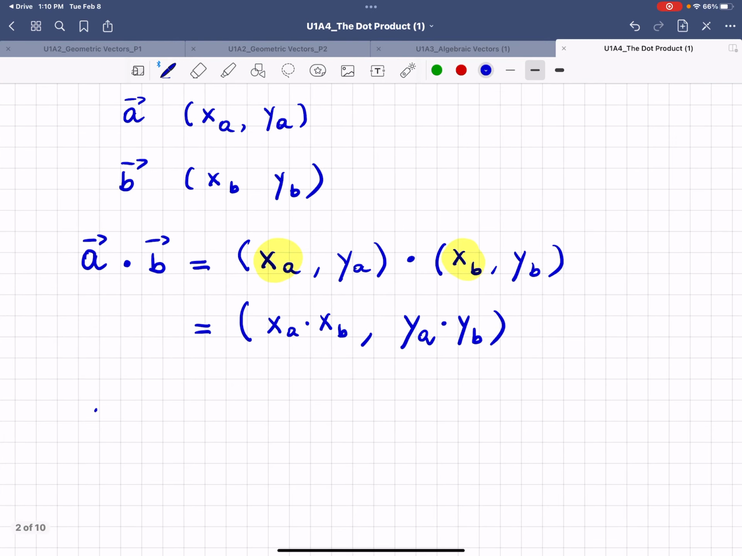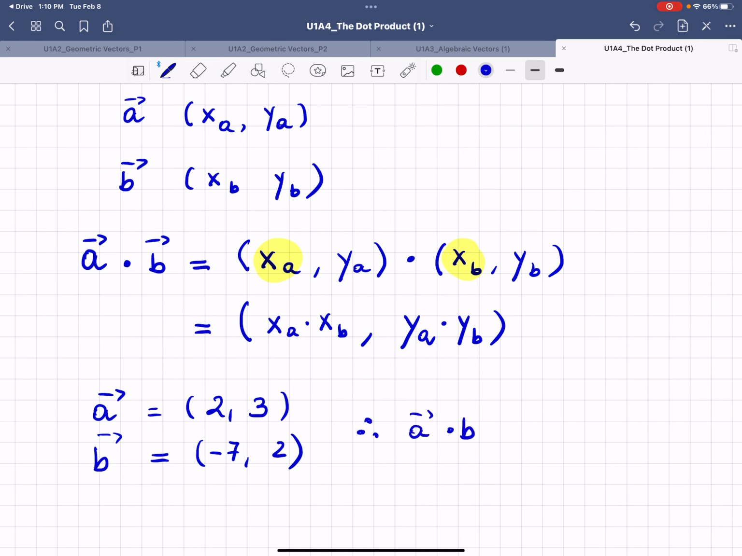Say, for example, that A actually is some real vector. It has the coordinates 2 and 3. B is some real vector again, and the coordinates are -7 and 2. So therefore, A dot B equals 2, 3 dot -7, 2. That must be 2 times -7, which is -14, and for the y coordinate, we have 3 times 2, which is 6. Isn't this super easy?